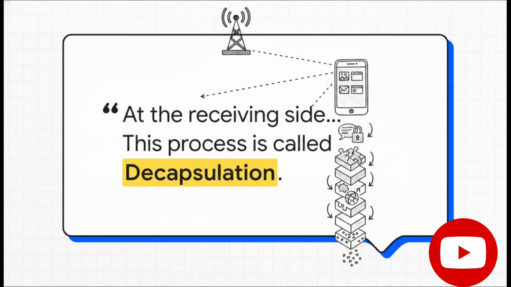On the receiving end, the exact reverse happens. The receiving physical layer catches those raw bits. The data link layer reads the frame and strips away that MAC header. The network layer checks the IP address and pulls off its header. The transport layer takes the segments and pieces them back together. The session layer manages the active communication. The presentation layer decrypts and decompresses the raw data. And finally, the application layer presents that photo or email or web page right there on your friend's screen. This backwards process of unwrapping the headers layer by layer, that's called decapsulation.